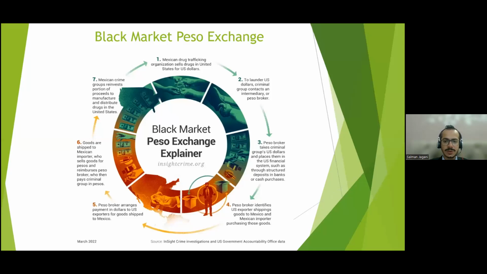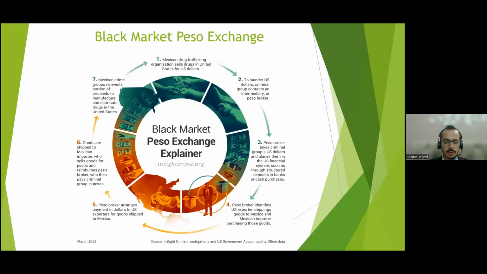Now this peso broker takes the dirty US dollars and places them into the US financial system. And this is through structured deposits, which is a part of layering. So here, this is a placement where it is going through the financial system, through structured deposits in banks or different types of cash purchases. So he used different ways to place the money into the financial system. Now he has placed it into the financial system, but he needs to move the money to Mexico or Colombia.